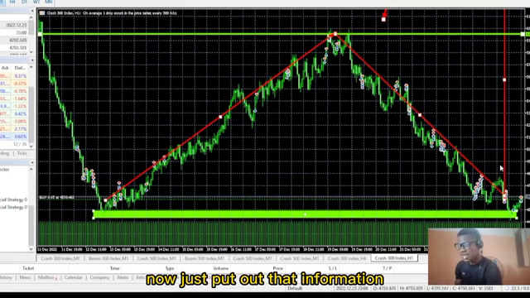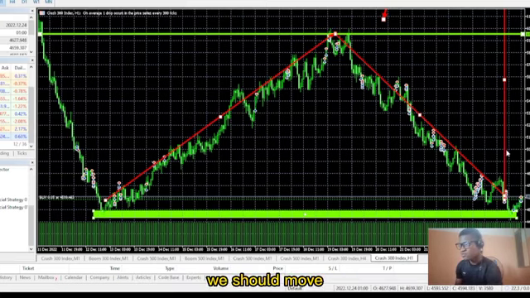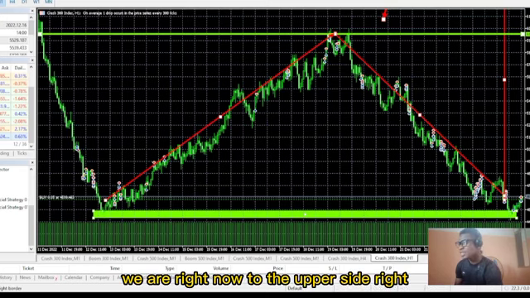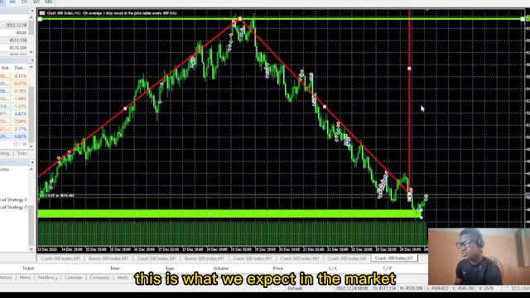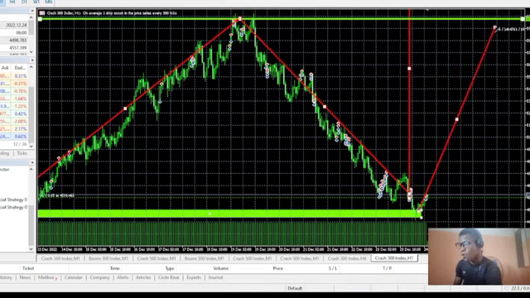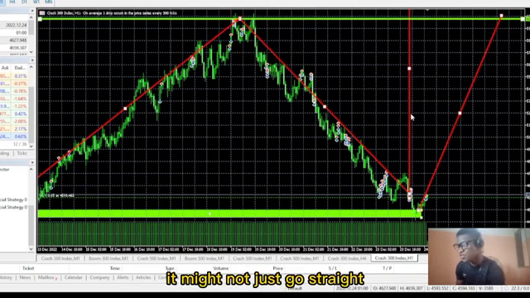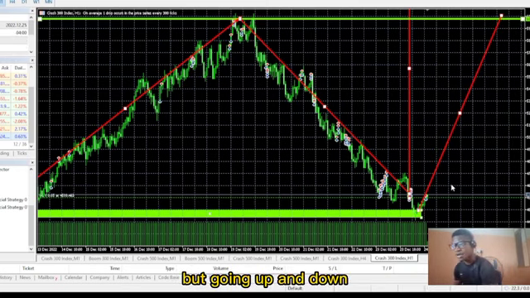Now we should expect another A formation, which is the market moving from here to the upside, right? The market should move from where we are right now to the upper side. This is what we're expecting the market to do right about now. Let me show you what I expect the market to do from this particular zone. I expect the market to go up again to here. This is the V and A formation. It might not go straight to the point, it might be going up and down.